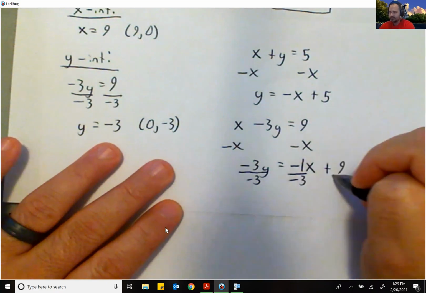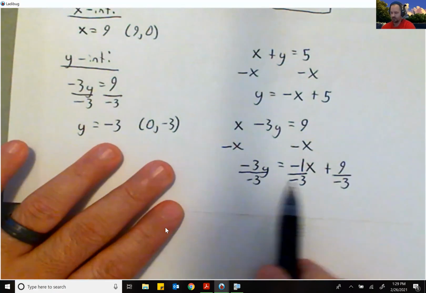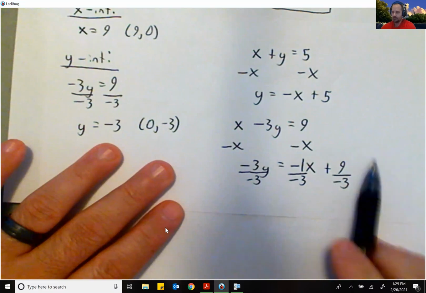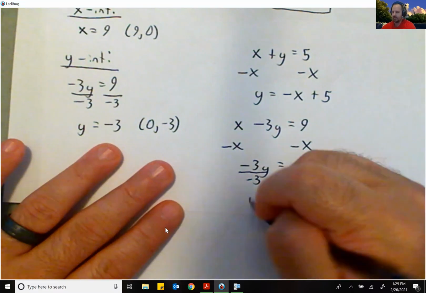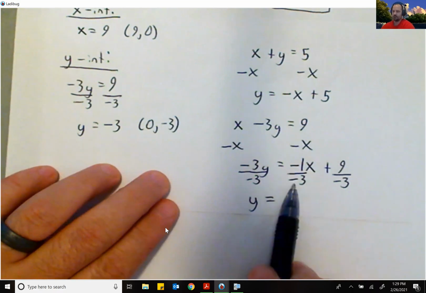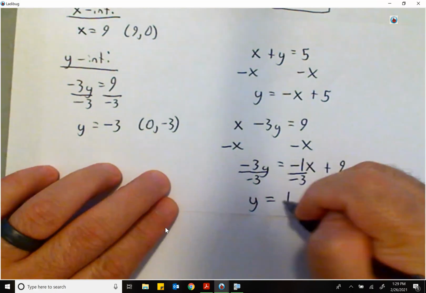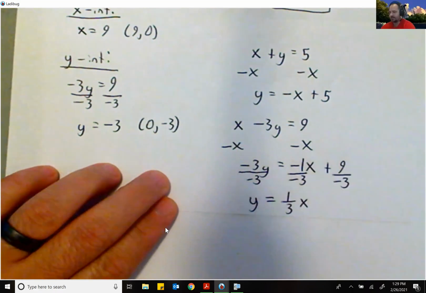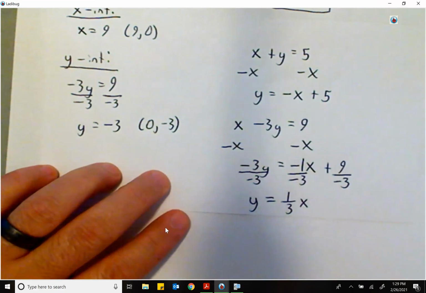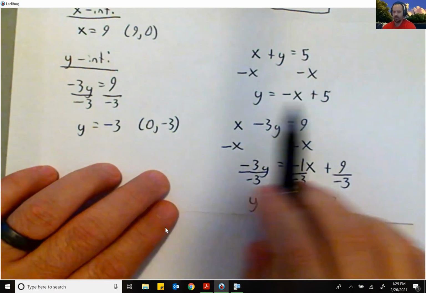Because it really is two fractions that are going on over here. There's the fraction with the x, and then there's a fraction with the 9. So in the end, we get, what's -1 divided by a -3? Positive 1/3. What's 9 divided by a -3? -3. There's the second equation I will put in.